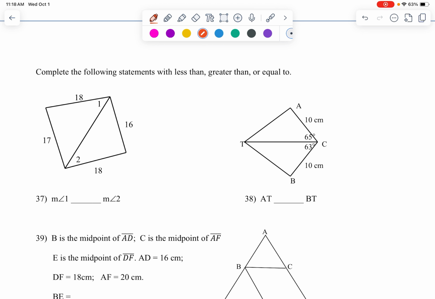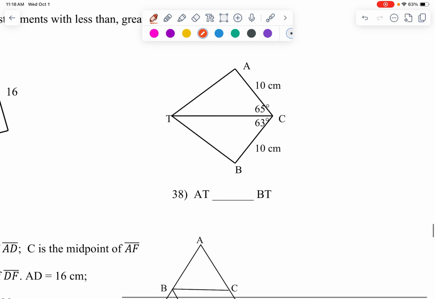So angle 1 and angle 2. Angle 1, like we just talked about, is creating a side length of 17, and angle 2 is creating a side length of 16. You'll notice 17 is greater than 16, which means angle 1 must be greater than angle 2. I don't have any idea what their actual measurements are, but I know that angle 1 has to be bigger because its side length is longer.